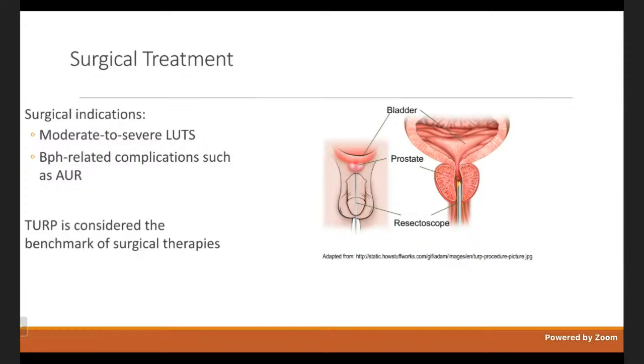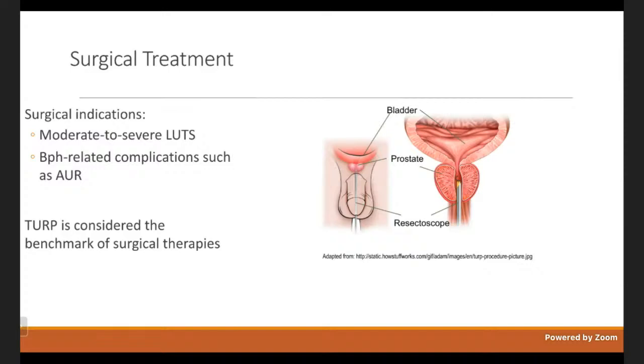Among surgeries, TURP is considered the benchmark. Now we have various types of TURP, like monopolar TURP, which is the gold standard. We also do what is called saline or bipolar TURP, as well as laser TURP. Any type of TURP is sufficient for treatment of this patient.